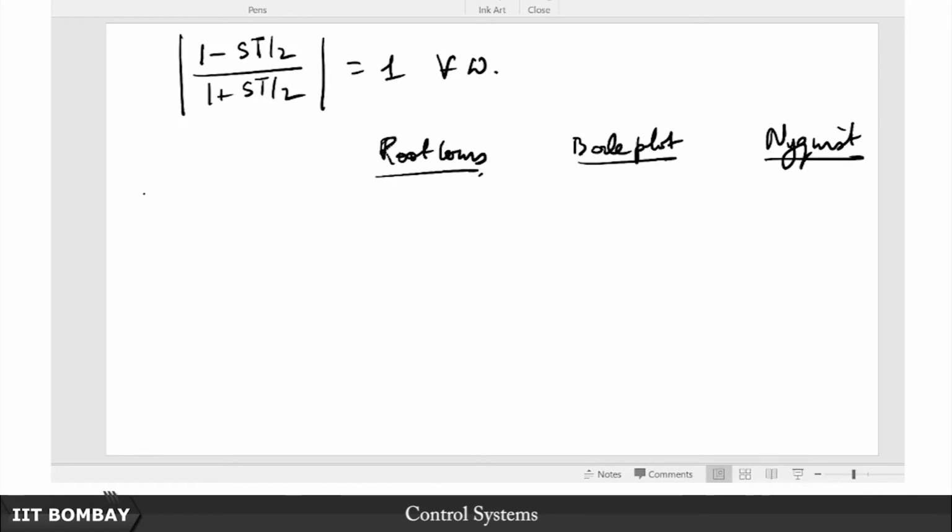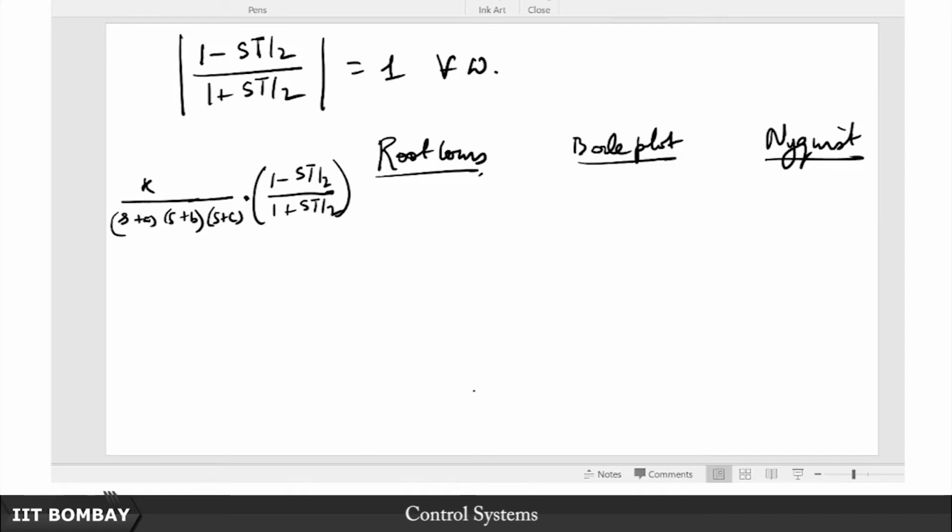So as before we chose the same system, K upon (s plus a) into (s plus b) into (s plus c), and in addition we have a term such as this, which is probably a delay that has been approximated using a first order Pade approximation, to look like this. Okay, right. So now let us think of what the root locus is going to be.